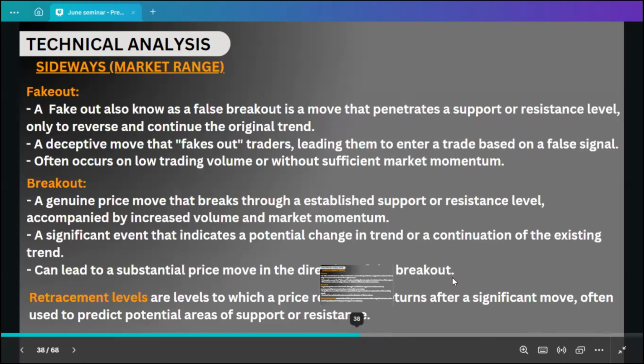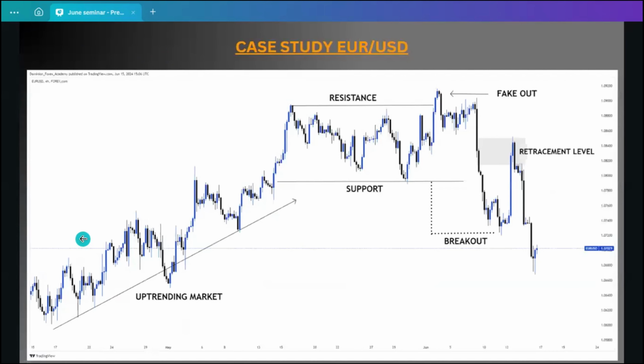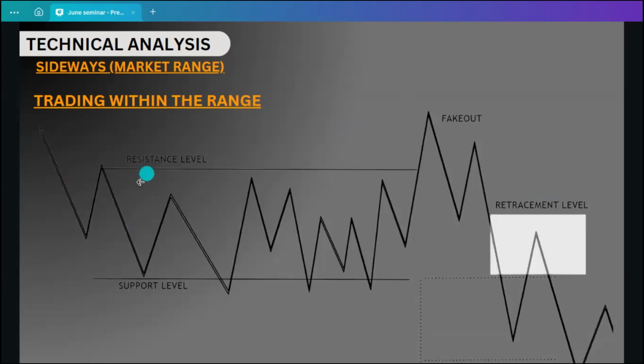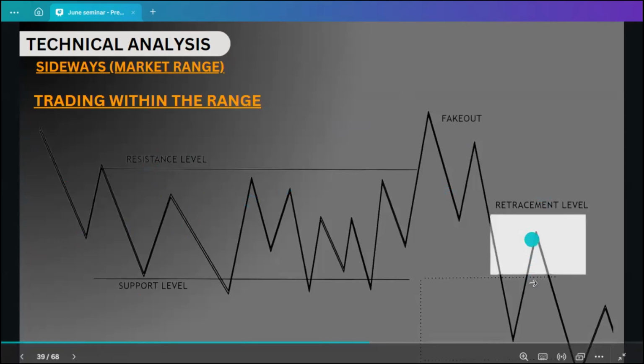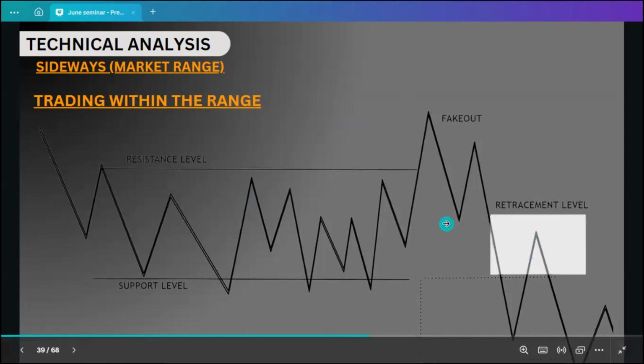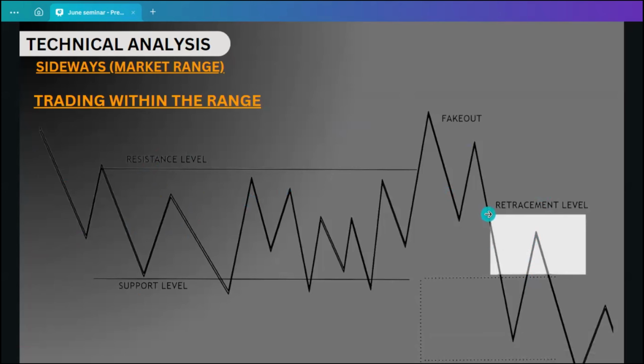As you can see in this video, trading within the range, as you can see, support and resistance level. Okay, I think I will not say it here. Let's continue. Probably in the next video when I'm talking about support and resistance level, you will know why.